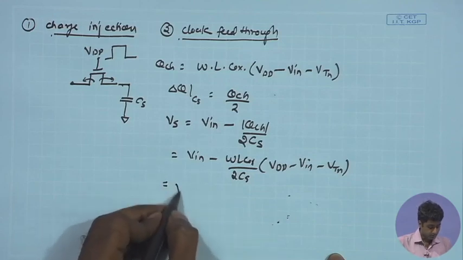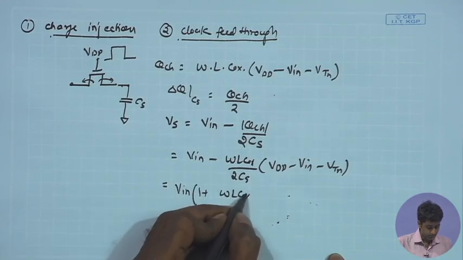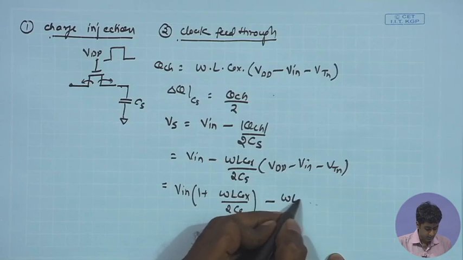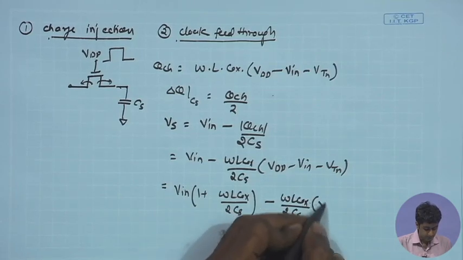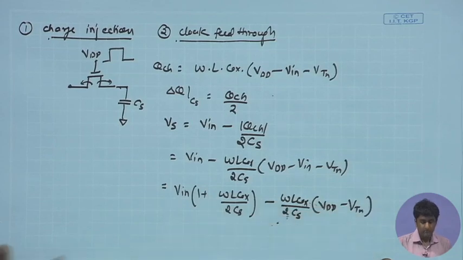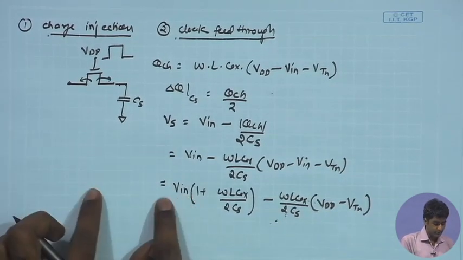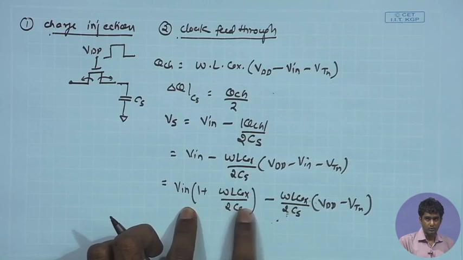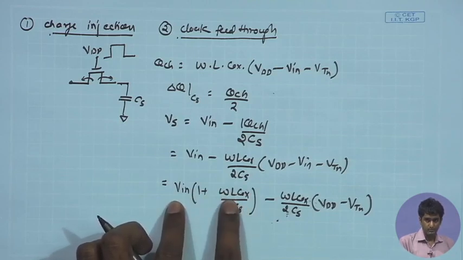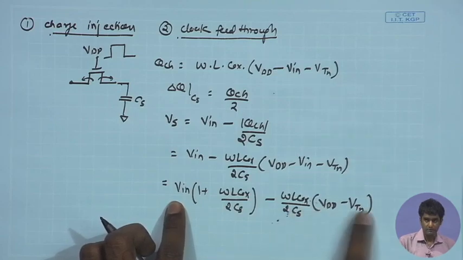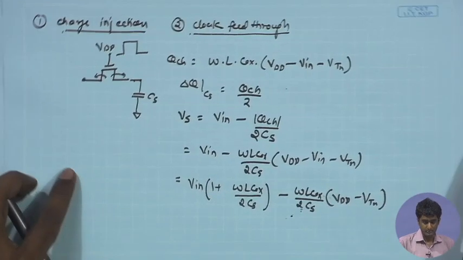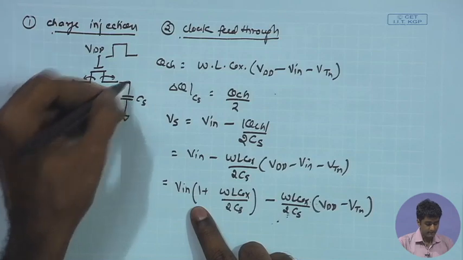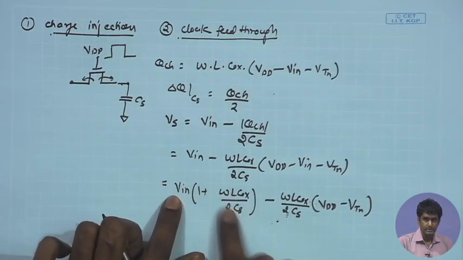And if I take this common, I am left with 1 plus WLCOX upon 2CS, and then I have some negative quantity which can be given as WLCOX upon 2CS times VDD minus VTN. This is what we are left with. So ideally, I would expect Vs equal to Vin, but I am getting this whole term where I have, first of all, a non-unity gain factor, Vin times this gain factor which is greater than unity, and then I have an offset term which looks independent of the signal to the first order. And definitely that would mean that I am having some corruption in the signal as compared to the sampled signal, my data is slightly different.